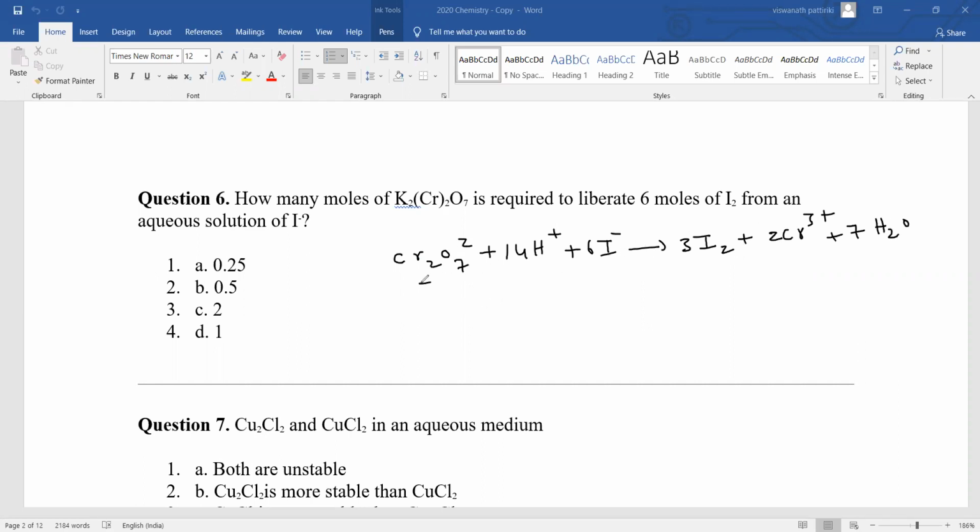Okay. So 1 mole of K2Cr2O7 produces what? 3 moles of I2. So here in the sum, what is given? 6 moles of I2 has to be produced. So 1 mole for 3 moles, and for 6 moles, it will be 2 moles. So the right option is this one. Okay?